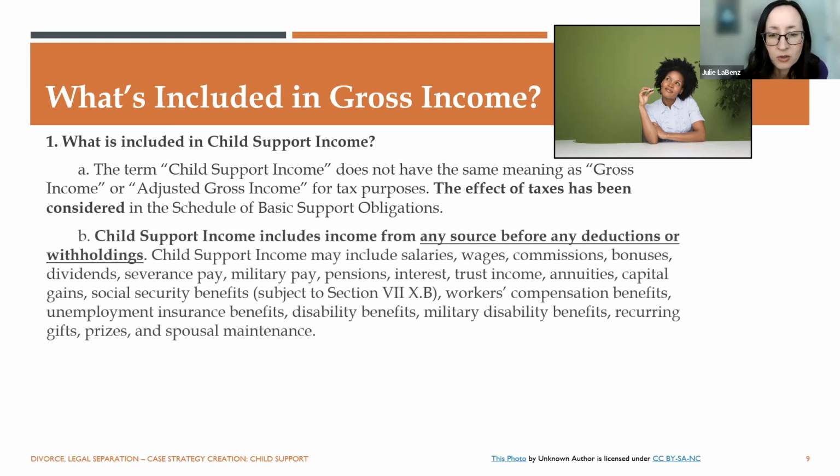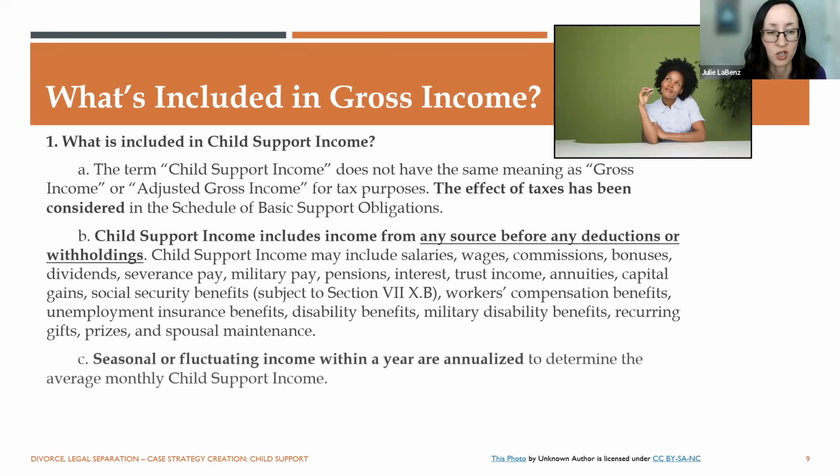Child support income includes income from any source before any deductions or withholdings. Child support income may include salaries, wages, commissions, bonuses, dividends, severance pay, military pay, pensions, interest, trust income, annuities, capital gains, Social Security benefits, workers' compensation benefits, unemployment insurance benefits, disability benefits, military disability benefits, recurring gifts, prizes, and spousal maintenance. So as you can see, the definition is very broad. And so nearly any type of income is going to be considered when determining gross income for child support purposes.